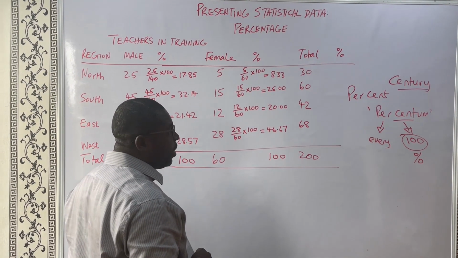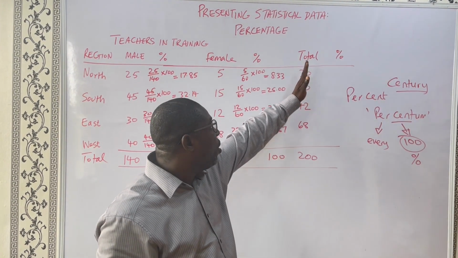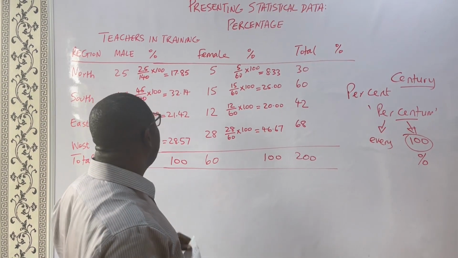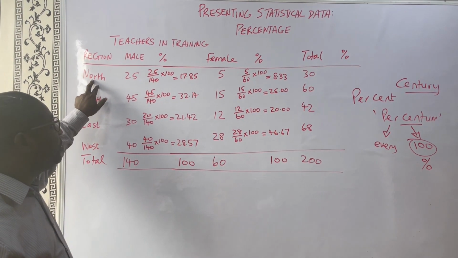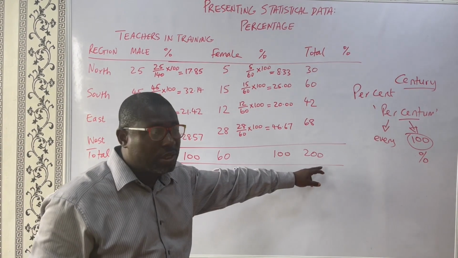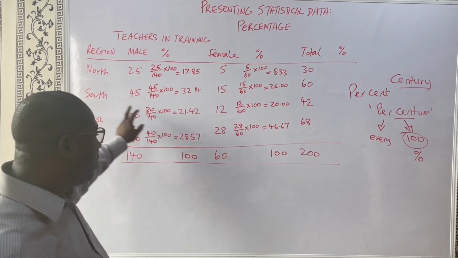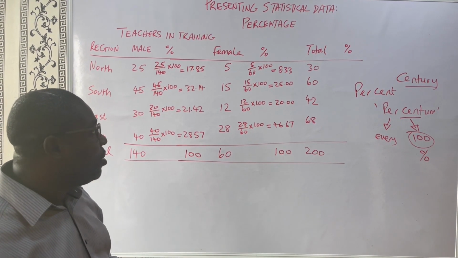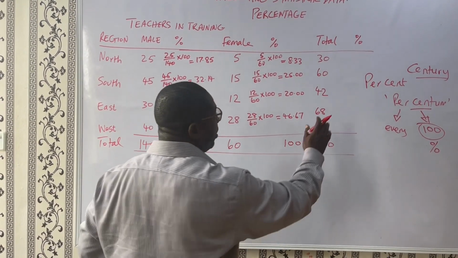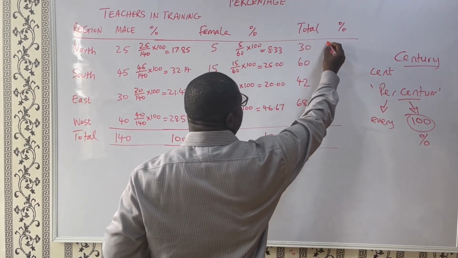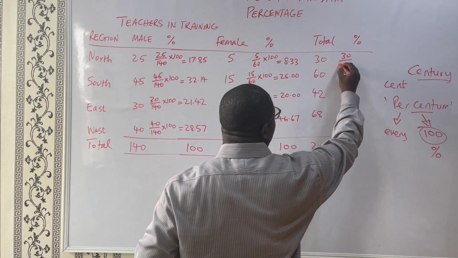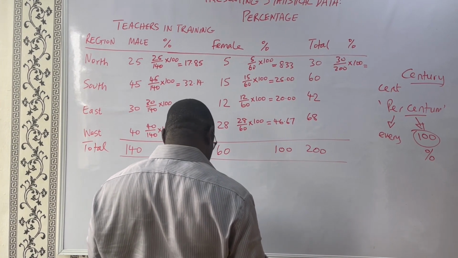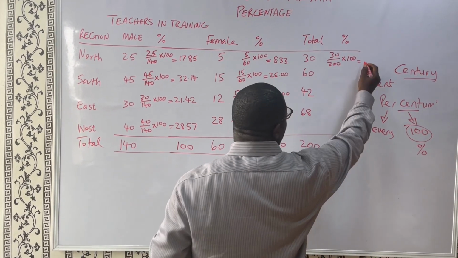You also note that if you add these percentage values, it should give you 100%. We can as well calculate the percent of the total to the grand total here. That's to say, the percentage of northern teachers to the total teachers, percentage of southern teachers to the total teachers, then east as well as the west. Let's look at the total here. So here we are going to have 30 divided by 200 times 100. That will give us 15.